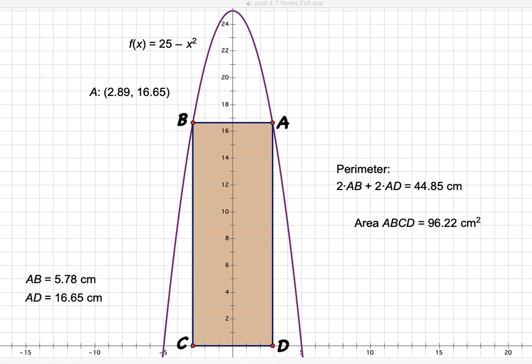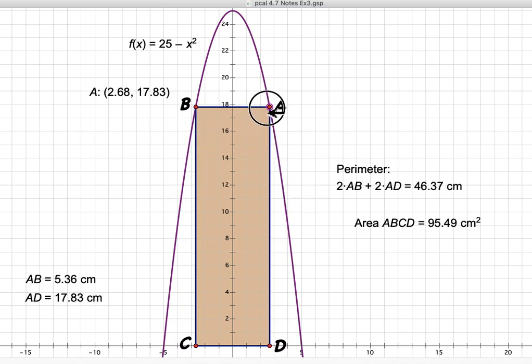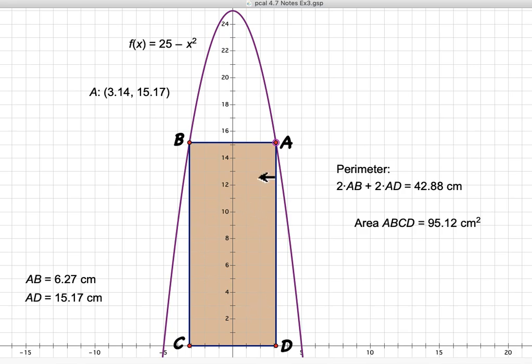Hi folks, this is example 4 from the pre-calculus 4.7 notes. In the notes we have a parabola described by the equation f of x equals 25 minus x squared. And on the parabola we've placed a point A. And as this point A moves on the parabola, the shape of the rectangle formed here is going to change.